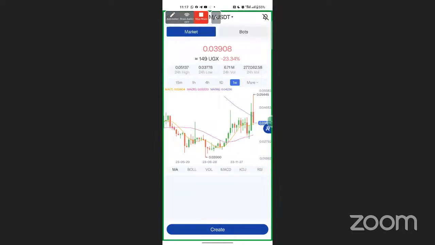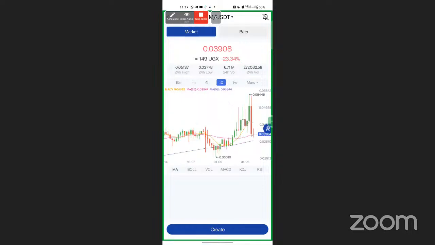Now, that was in 1 week. Then you turn to 1 day and see. Do you see where the golden cross happened? The market went up. But did you see that the candles were still forming above all the three moving averages? All of the three, still in 1 day.